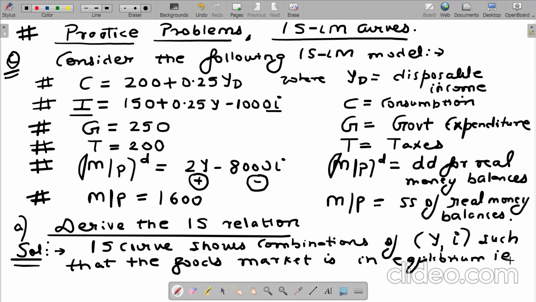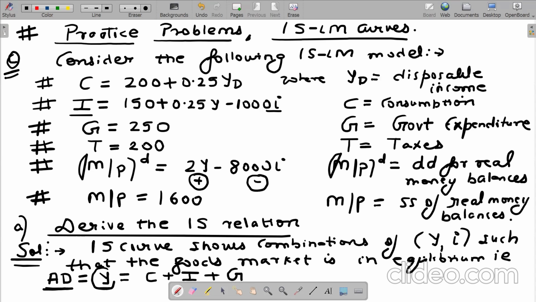That is, when will the goods market be in equilibrium? The goods market will be in equilibrium when my aggregate demand is exactly equal to the output, which is nothing but demand coming from the households plus demand by the firms plus demand by the governments. In this numerical, students can see that there is no open economy. There are no exports and imports, so I'm ignoring that. The goods market will be in equilibrium when the output is exactly equal to the actual aggregate demand.